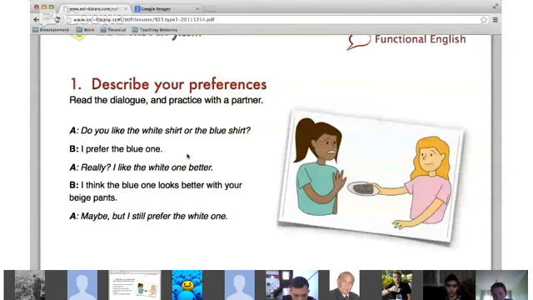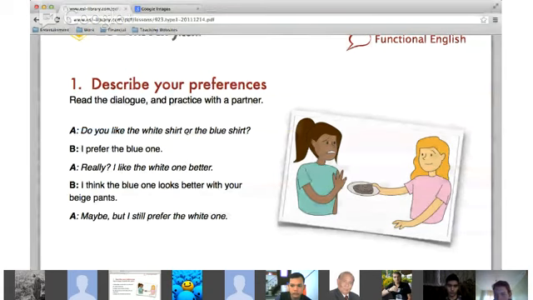All right, excellent job, you guys. Okay, let's take a look here. A typical question to ask when you want to know what someone's preference is: do you like? Do you like the white shirt or the blue shirt? Do you like to watch TV or do you like movies? Do you like pizza or Chinese food?